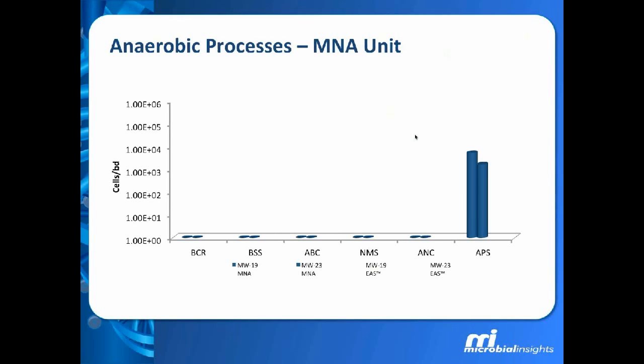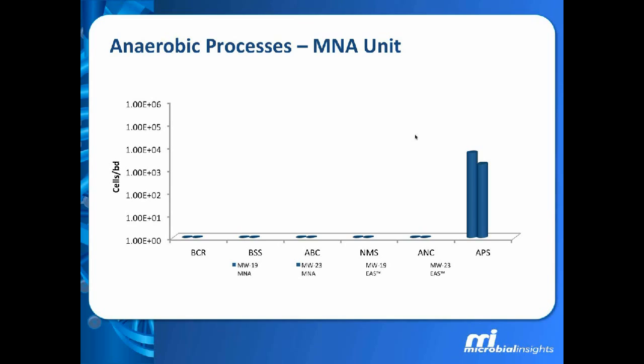So what we have here are the results obtained from the MNA unit, so looking at the natural conditions at the site. The y-axis shows us the concentrations of the gene, and then along the x-axis, you'll see genes involved in the anaerobic biodegradation of hydrocarbons, and we'll talk about each of these a little bit. But I want to start by looking at the last gene that's shown here, APS. APS is adenosine phosphosulfate reductase, and this is a gene that's found in sulfate-reducing bacteria.